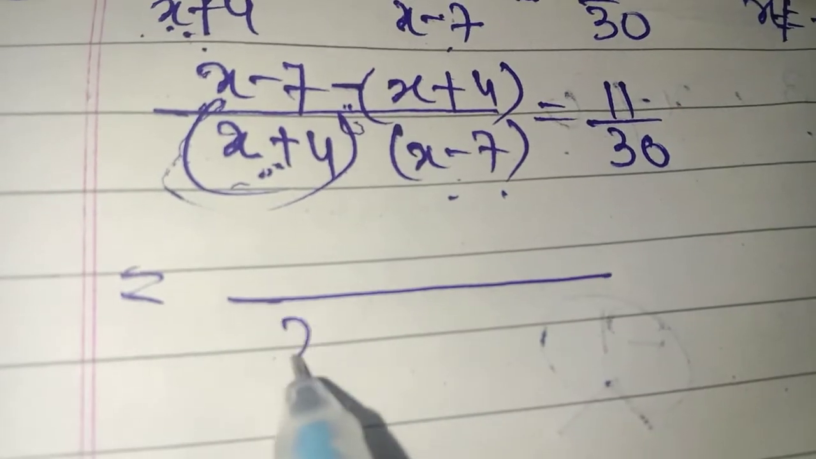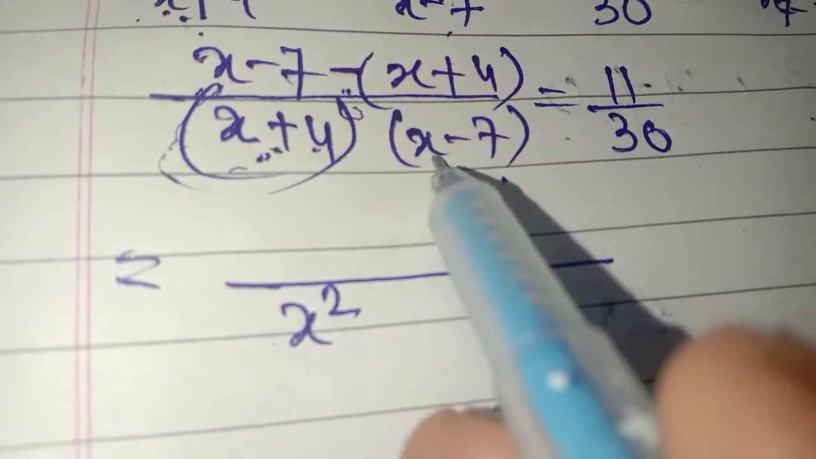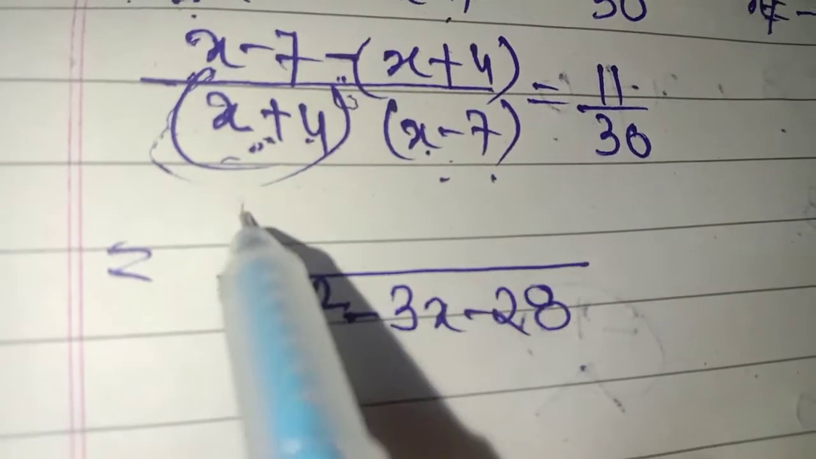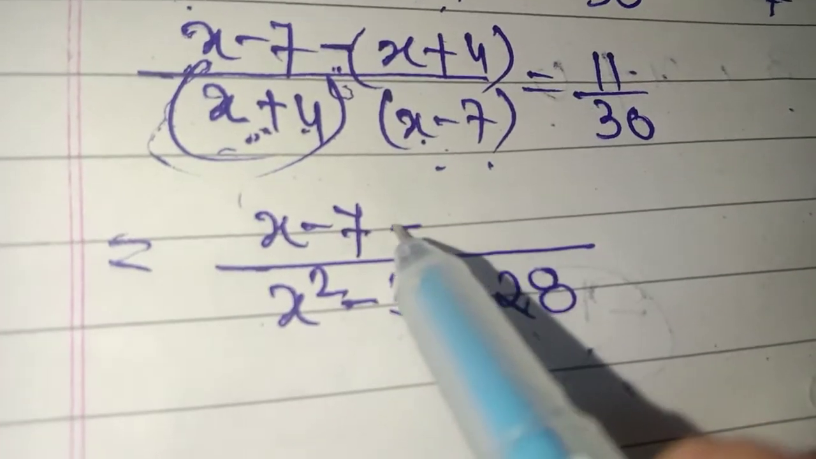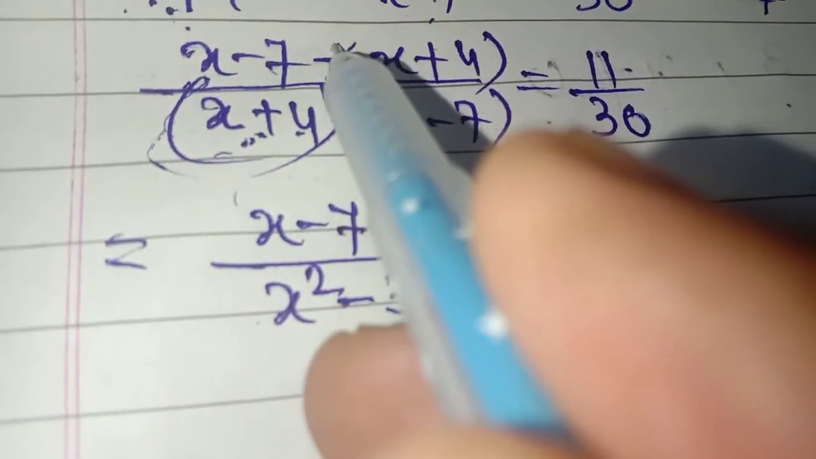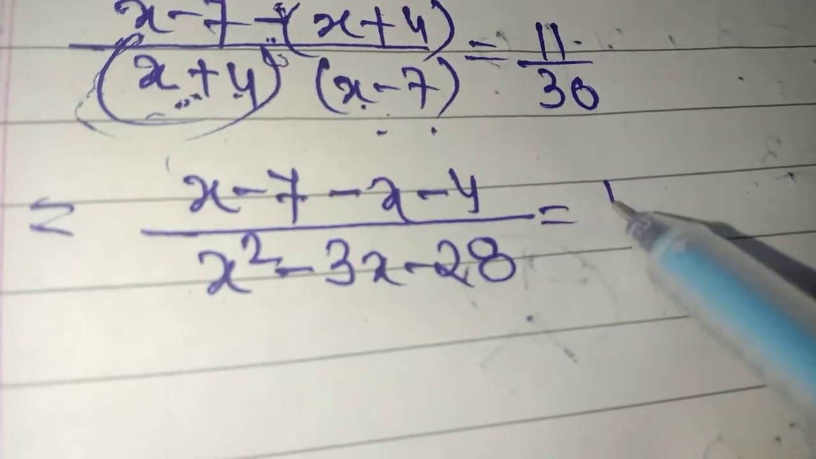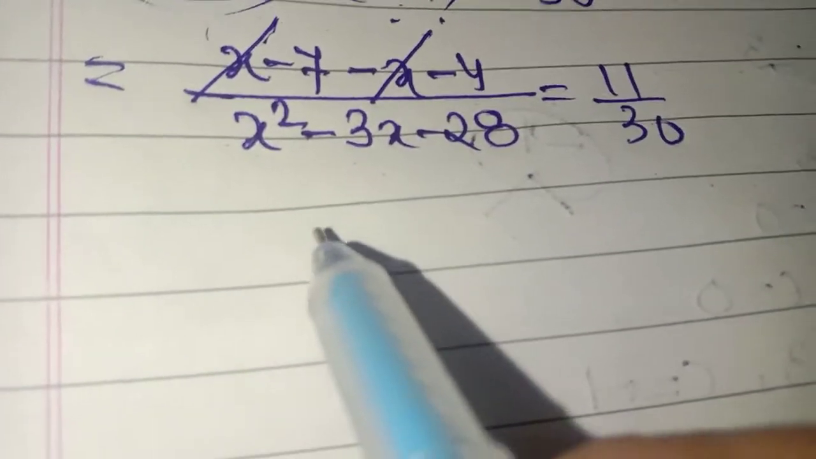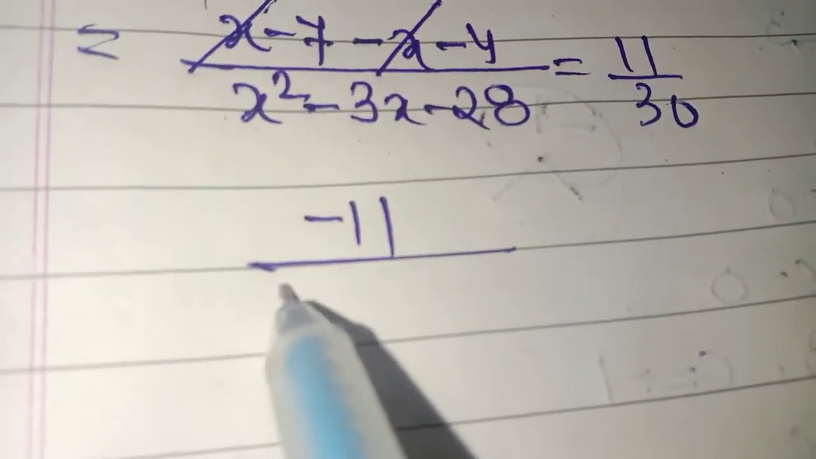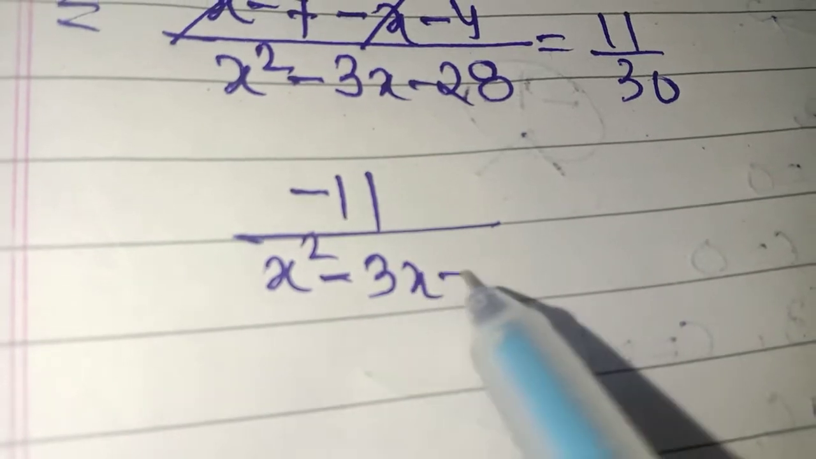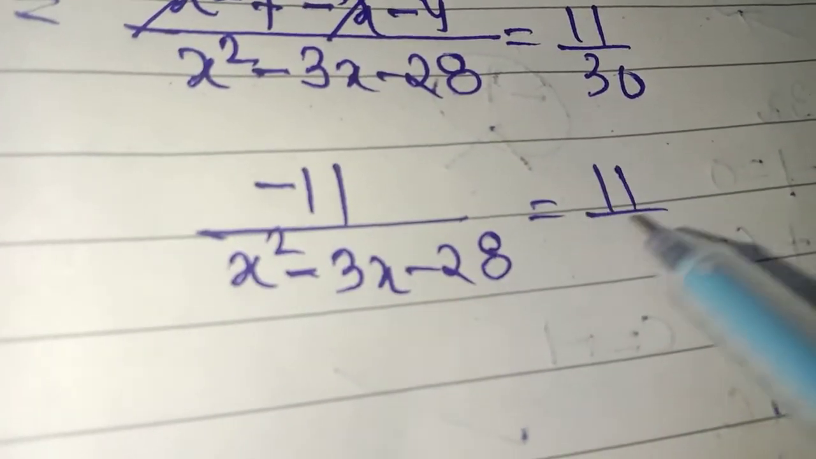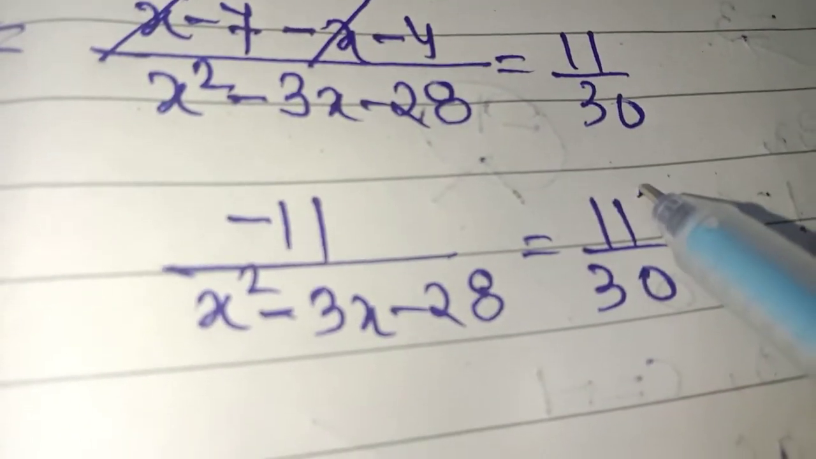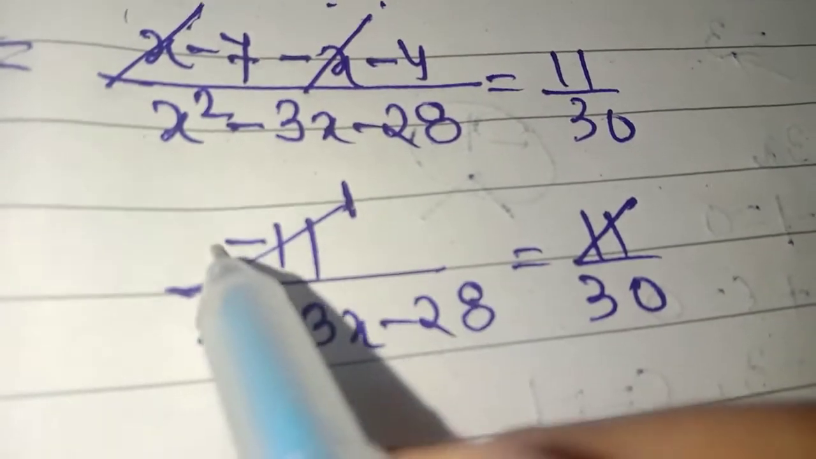Now in the denominator, it is x square plus 4x minus 7x, that is minus 3x minus 28. That will multiply and we get this. But in the numerator it is x minus 7 minus x minus 4, because of this the minus sign will be cancelled. Is equal to 11 by 30. You can cancel x and x here. So what you will get now is minus 11 upon x square minus 3x minus 28 is equal to 11 by 30. We can reduce our equation by cancelling 11, 1s are 11. So it is minus 1 left here.